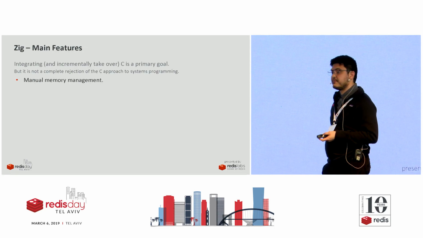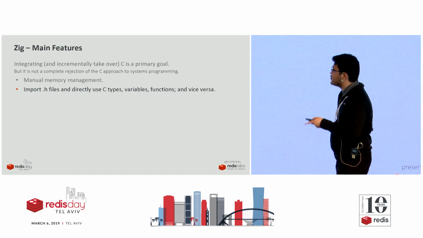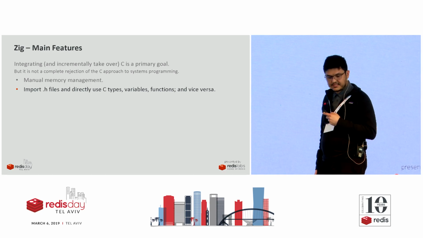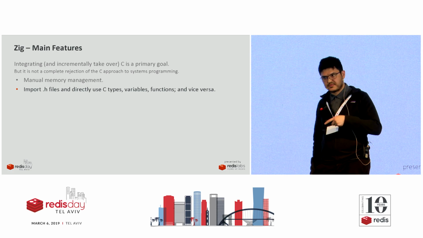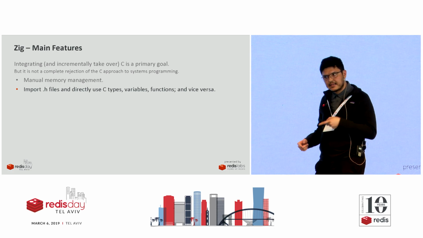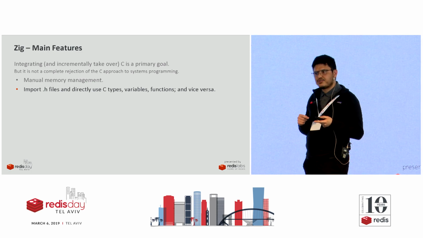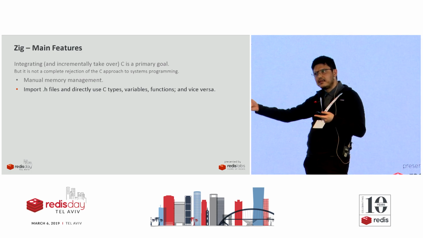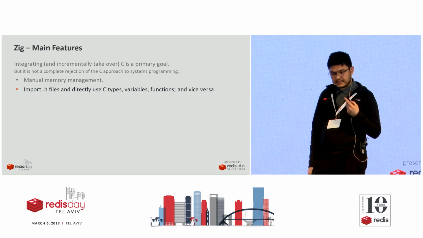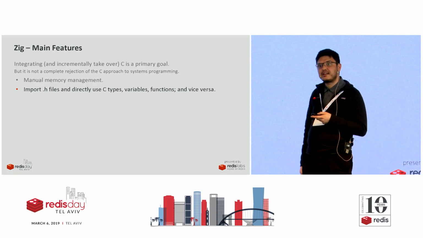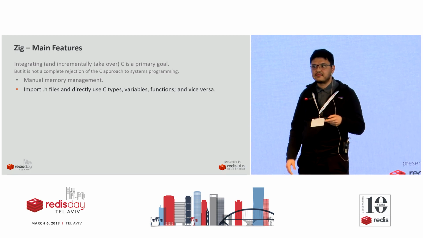So memory is manually managed, like in C. You can import header files from C and use the C types and functions and everything directly from Zig, and vice versa. When you compile Zig, you get an automatically generated header file, and then you can link from your C project stuff that you wrote in Zig. It's very easy. Like, if you don't tell anybody that you wrote something in Zig, they won't even know.